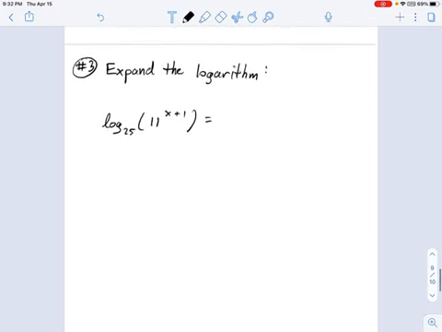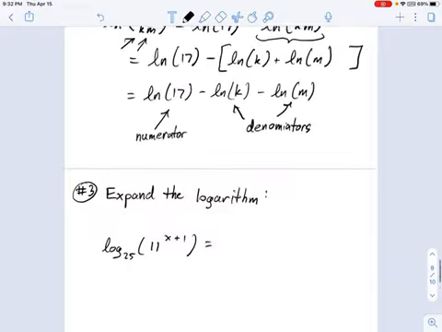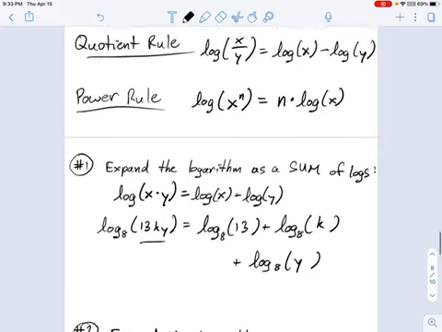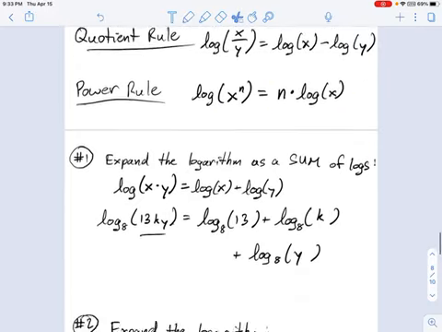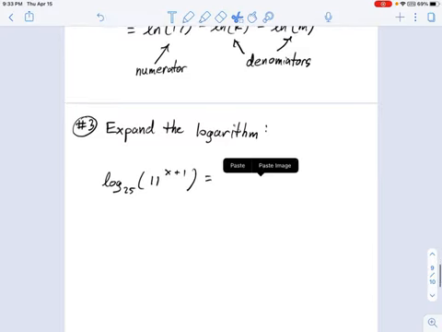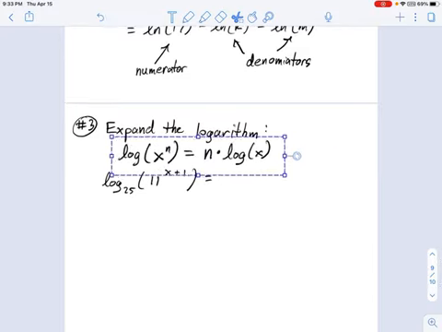Expand the logarithm. Log base 25 of 11 to the x plus 1. This looks like a power rule that we're going to use for this guy. So let's grab this function right here, plop it down here so we can use it.